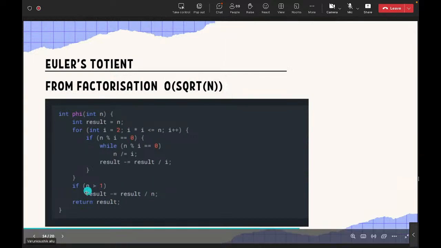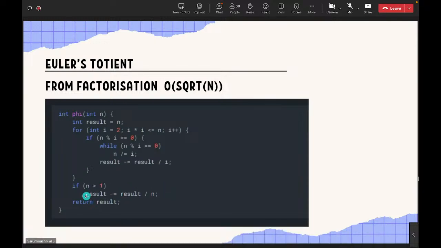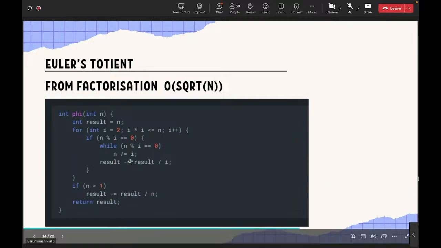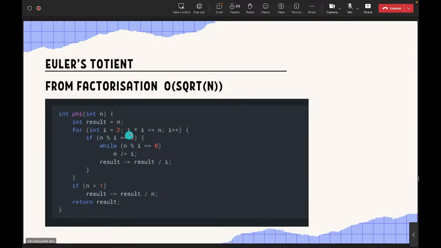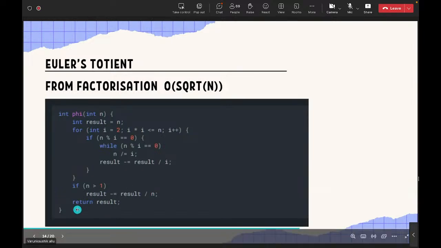But if n is greater than 1, then what we will do is result minus equal to result by n. What does it mean? If n doesn't enter here, then n will be here. If it passes the if clause, then result minus equal to result by n. That means n minus 1 will be the result value, that is if n is a prime number. That's what I'm saying: phi of k, if k is a prime number, becomes k minus 1. So that's what this if condition gives us. Then we'll return the value of result. Is everyone clear as of now?